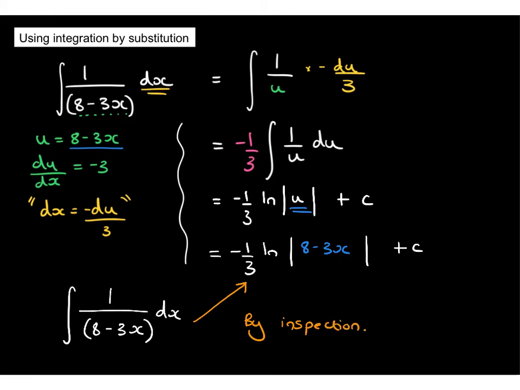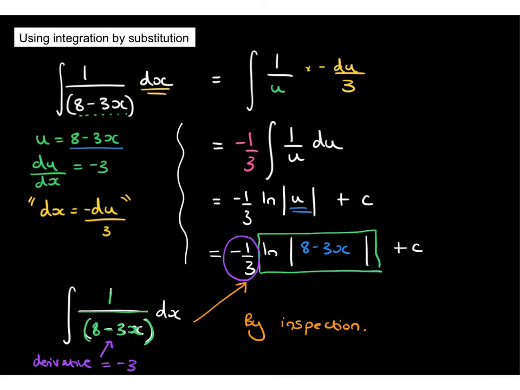We can see that we start with a function that's of the format 1 over 8 minus 3x, so that's why we end up with the result ln of mod 8 minus 3x. But of course, we also have this factor of negative a third, which means we're dividing by the derivative of the inner function, and the derivative of the inner function is negative 3. So it's the same process that we've seen previously being applied again.